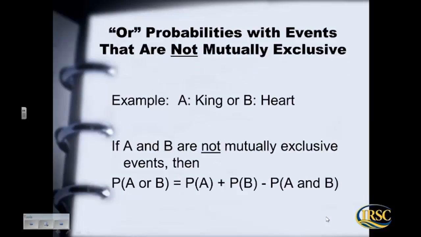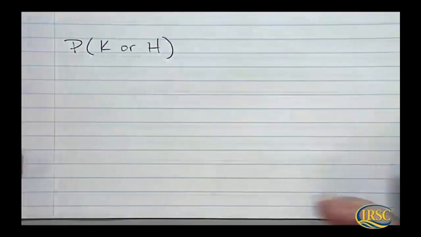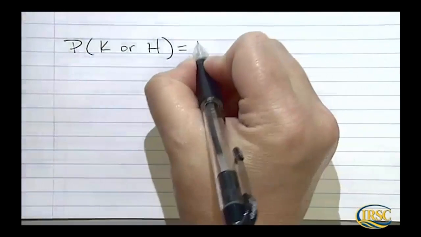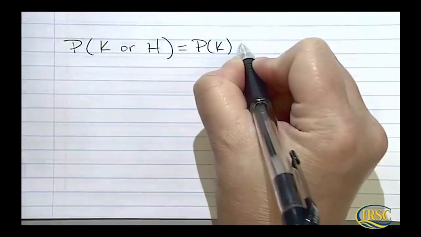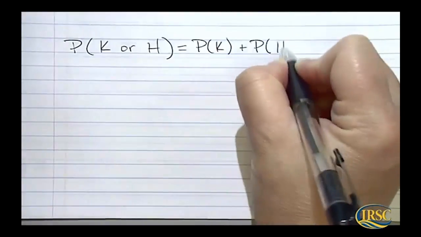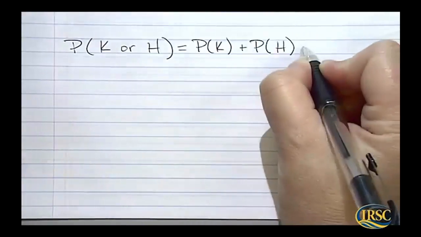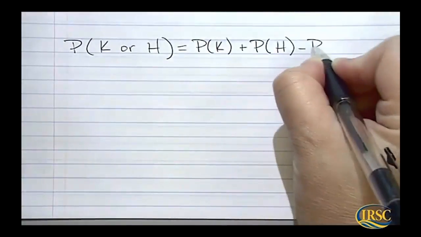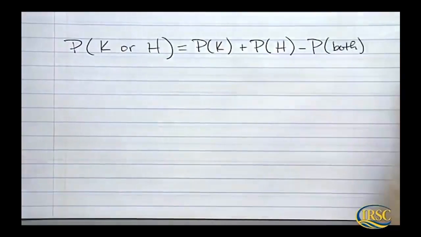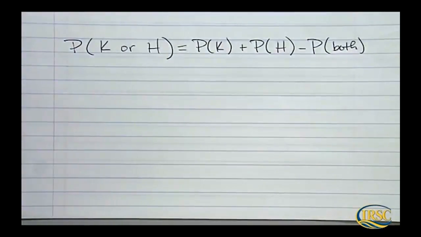So, you know what, let me go back to this king or a heart so we can illustrate that one. So this time we want the probability of a king or a heart, which means we want to take the probability of selecting a king plus the probability of selecting a heart minus the probability of both, if you want to say that, okay? King and heart at the same time.